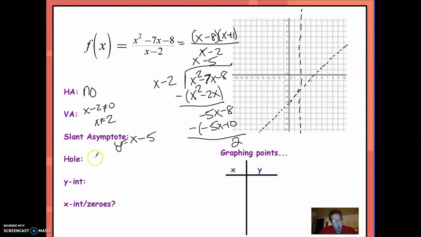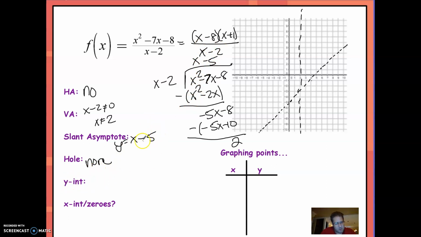All right, so there was no hole here, because there was nothing we cross off in the denominator, so there's only one vertical asymptote. There's not two. Domain: all real numbers except the vertical asymptote.